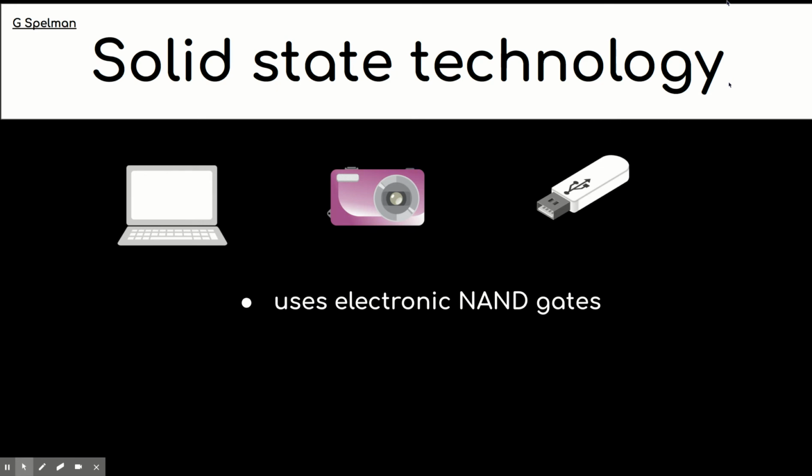The technology then has got electronic NAND gates, and you don't need to know about NAND gates for now. We'll be looking at them in another video. What you do need to know is NAND gates can store a charge, and if there's a charge there, that could be a 1, and if there's not a charge there, that could be a 0. So that's how solid state technology works.